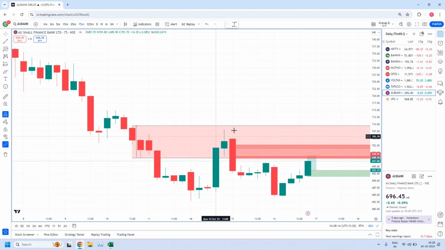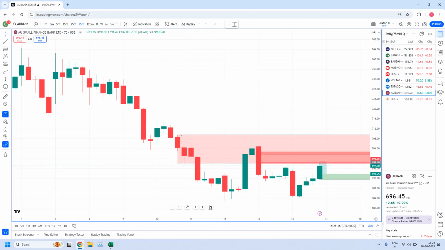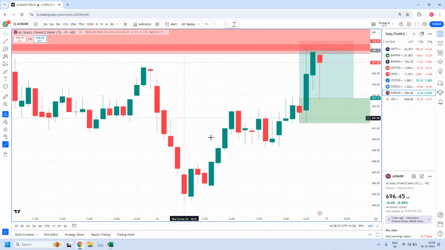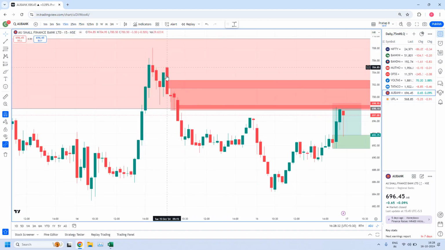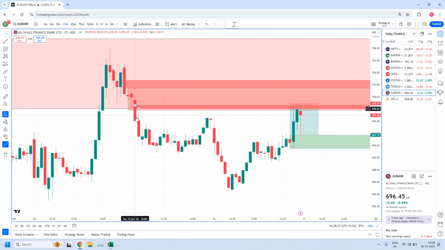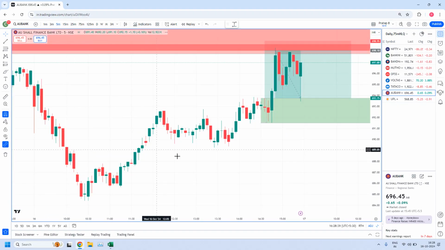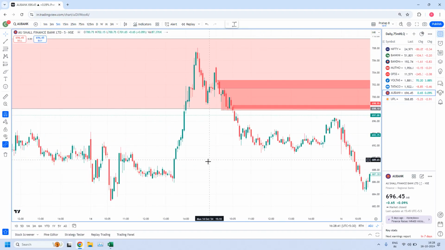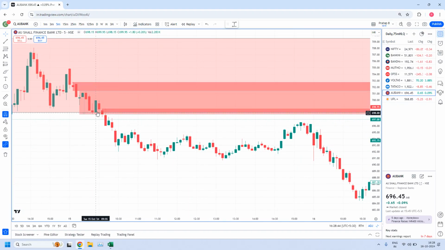Okay, AU Bank is a 75 minutes high liquidity zone. This is a drop, 3 base candles and drop. This is what the software identified. And this one again fine-tuned with the 15 minutes time frame. Here we have a drop, 2 base candles and a drop. Drop, base, drop. And this one again fine-tuned with the 5 minutes time frame. So you have a drop, base, drop.